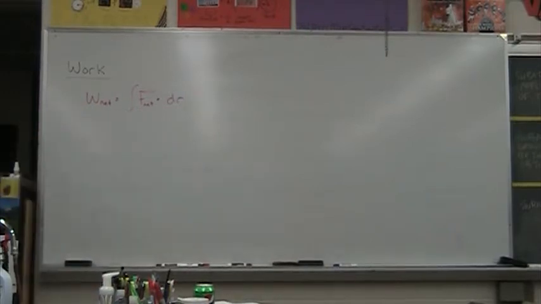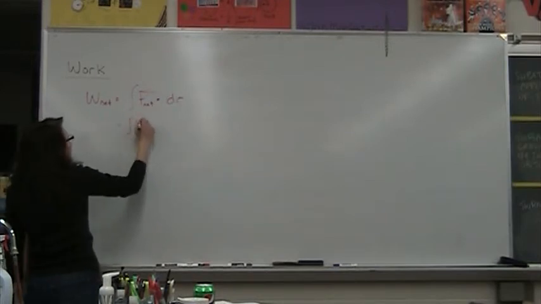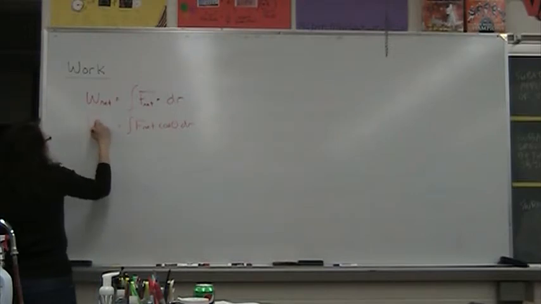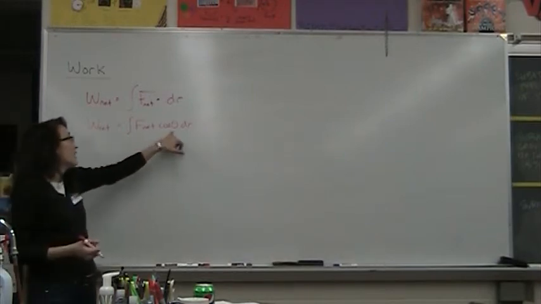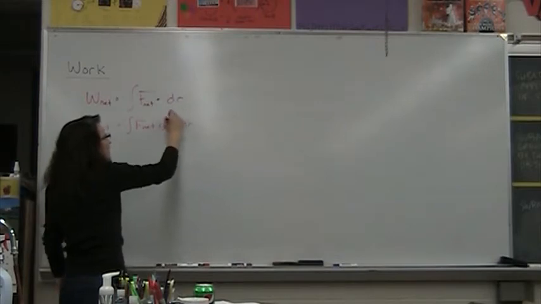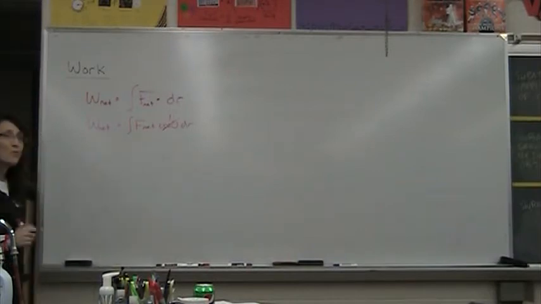All right, as soon as we see the dot product, what are we going to do? Get rid of it. So that's going to become the integral of F net cosine theta dr. We are going to assume the object moves in the direction of the net force, so we're going to say that the angle is going to be 0, and we're going to get rid of that. I think that's a decent assumption. So now we have the integral of F net dr. What can I replace F net with?